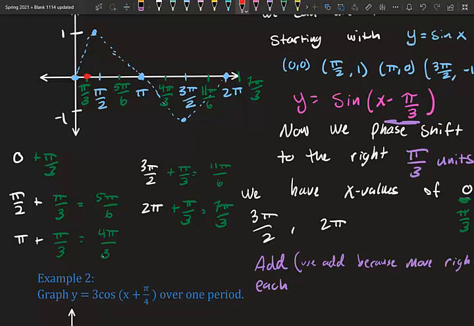We shift this one pi over 3 units to the right. We shift this one pi over 3 units to the right, and we shift this one pi over 3 units to the right. And when we connect the dots, you see how the blue to the red, all the blue dots are just shifted to the right pi over 3 units, and that's how we would use transformations.